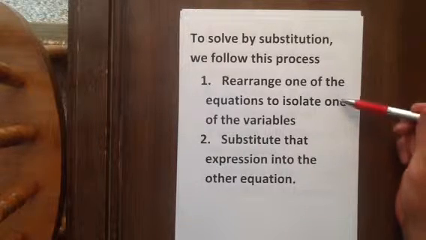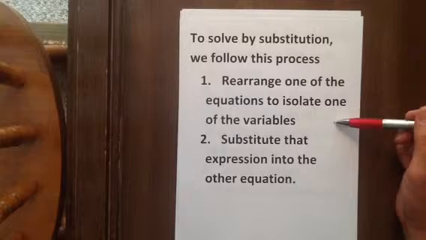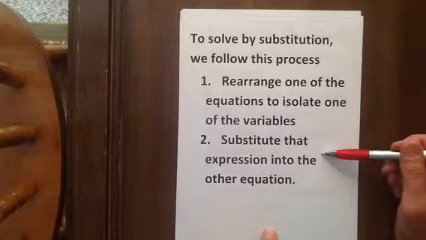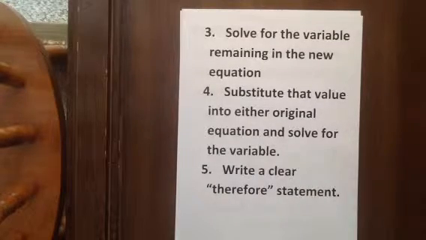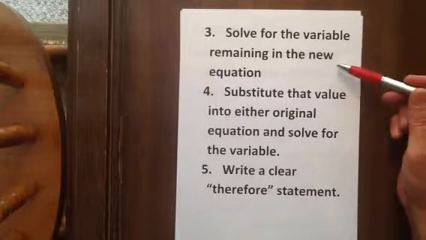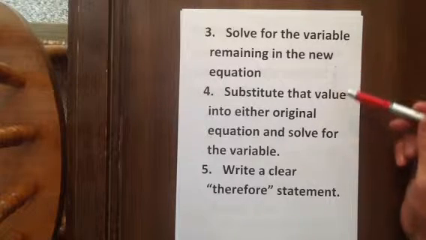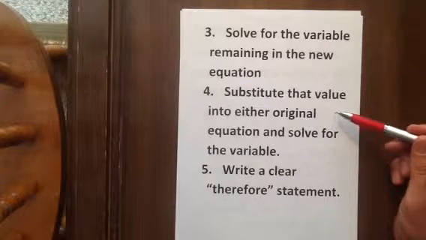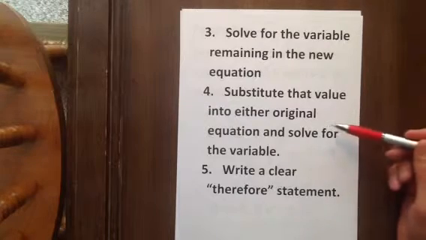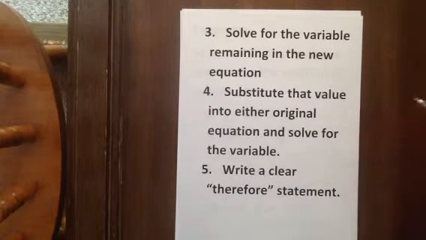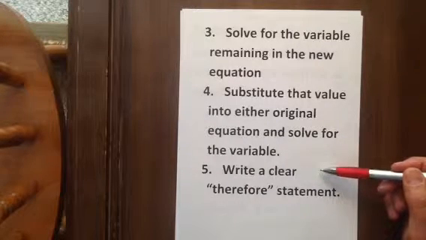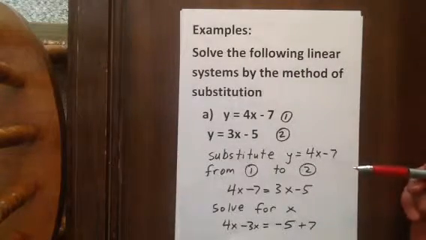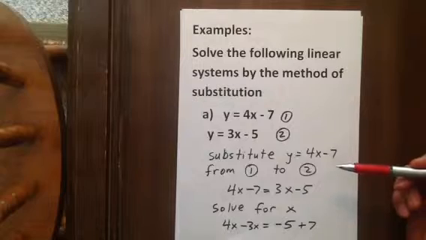We're going to follow this process. We're going to rearrange one of the equations to isolate one of the variables, and then we're going to substitute that expression for that variable into the other equation. We're then going to solve for the variable remaining in the new equation. We're then going to substitute that value into either of the original equations, or in fact any equation that has both of the variables in it, and that'll allow us to solve for the second variable, and then we're going to write a clear therefore statement. The best way to do this is to show some examples.